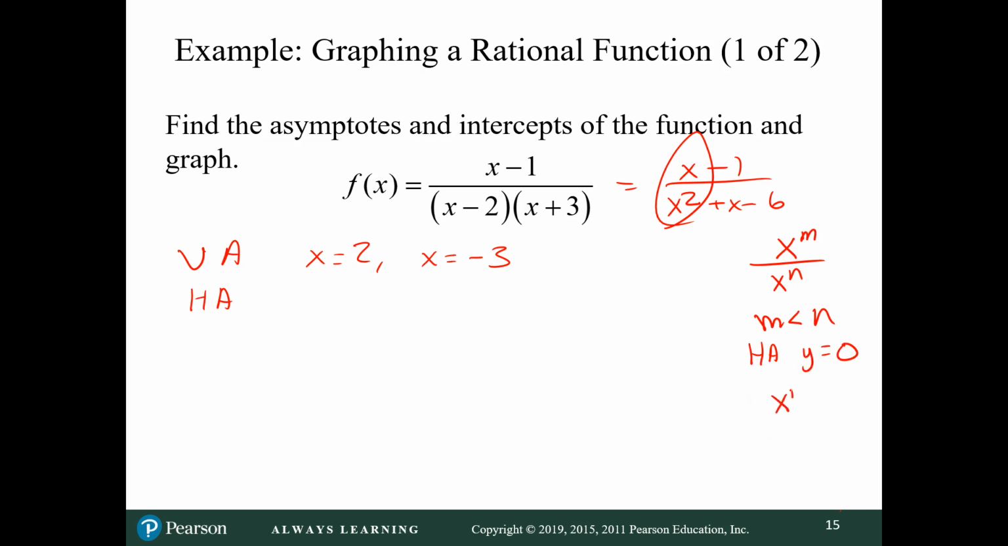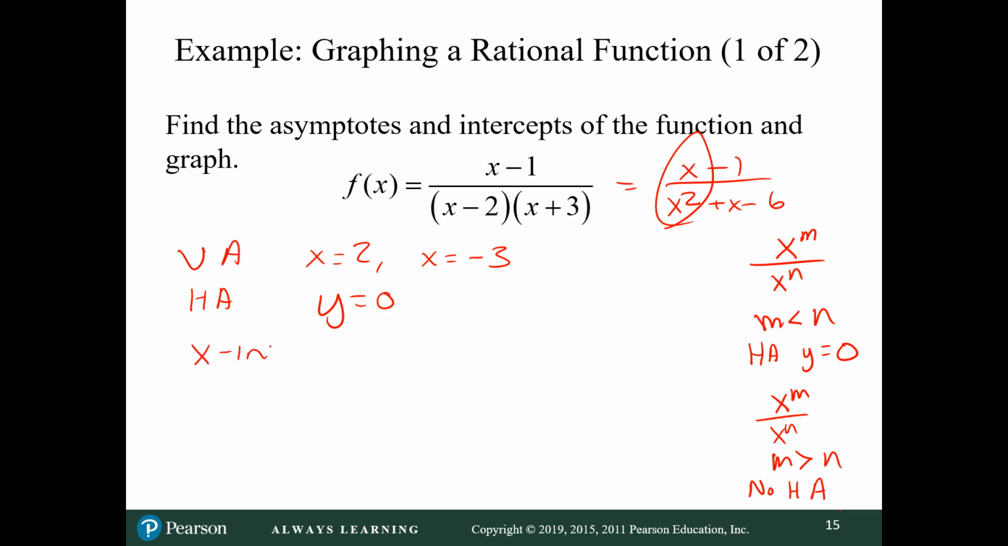If your power on the top is higher than your power on the bottom, then there's no horizontal asymptote. So in this case, your horizontal asymptote is y equals 0, because your power on the top is lower than your power on the bottom.